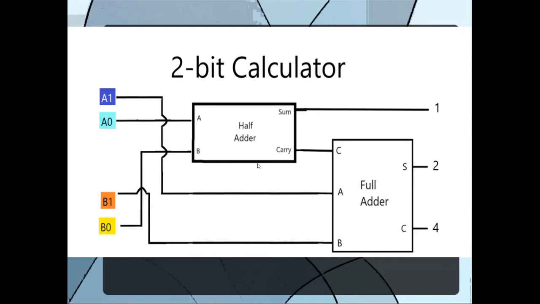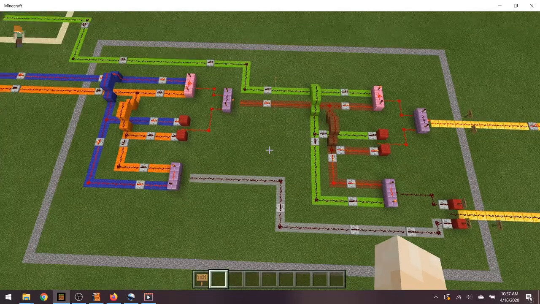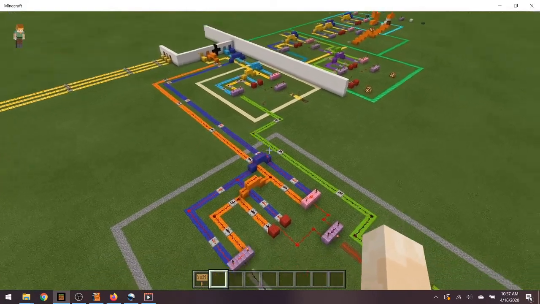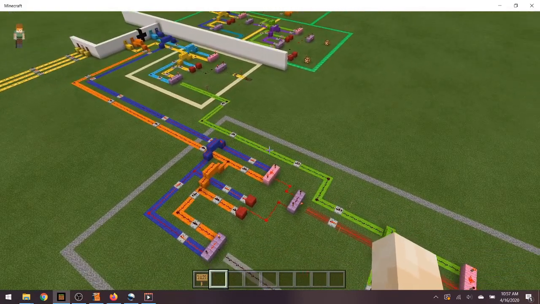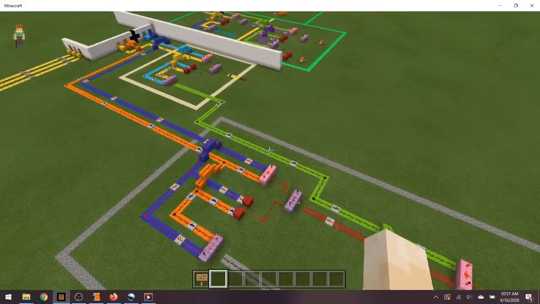You could make this a bigger calculator by adding another full adder. So just like the carry here came out and went to this full adder, we could add an additional full adder and make the carry go into that. So looking back again here at the full adder, we've got the green line coming in from the half adder. That was the carry line from the half adder coming in.